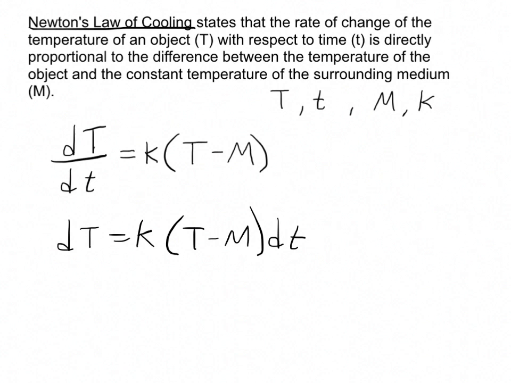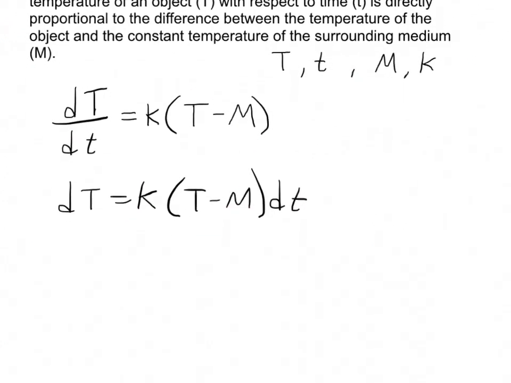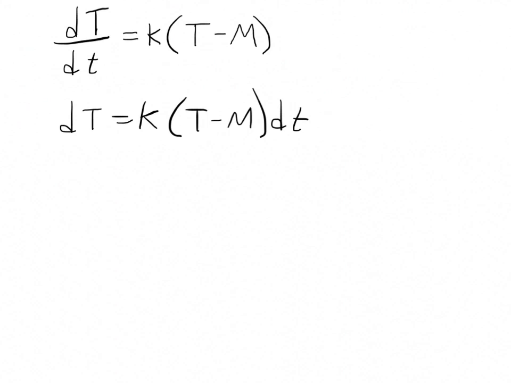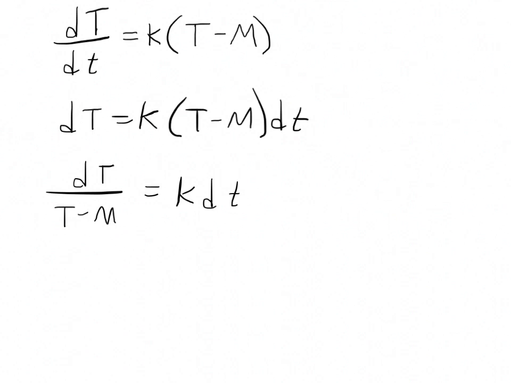Now I actually want to separate variables. Remember, my variables are capital T and lowercase t. k and M are both constants, right? So what am I going to have to do to separate big T and little t? Well, there's a big T right here and it's connected to the M, so I think I'm going to have to divide that over. I'm going to end up with dT over (T minus M) equals k dt. So now I've separated variables.